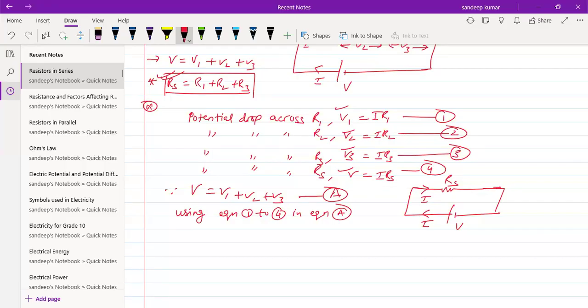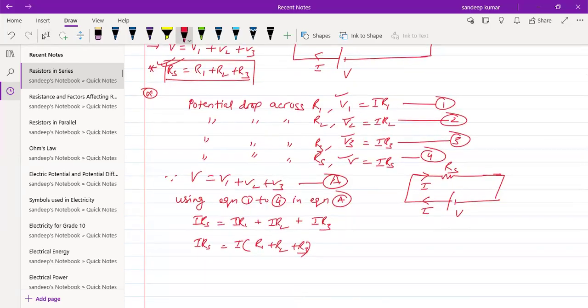V is nothing but I into Rs. Substitute the value I into Rs. V1 is I into R1, plus I into R2, that is V2, plus I into R3, that is V3. So I into Rs is equal to I common in all, so we can take I common: R1 plus R2 plus R3. Is it clear? Now I gets cancelled, so finally Rs, the resistance in series, is equal to R1 plus R2 plus R3.